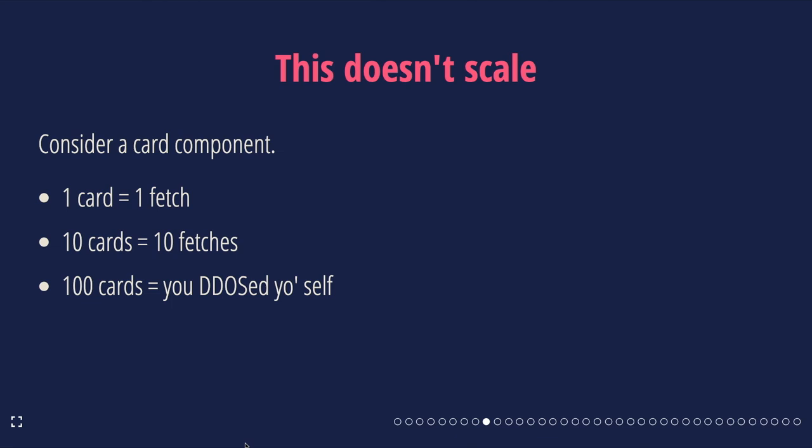And for one card, having the logic inside the component to go make a request to Drupal is fine. If you've got 10 of them, that's 10 different calls. And with 100, you potentially have some serious problems. So that led me to thinking, how could there be something to support that type of problem?